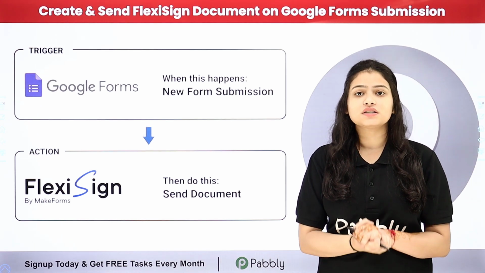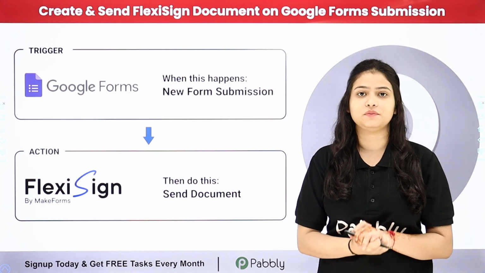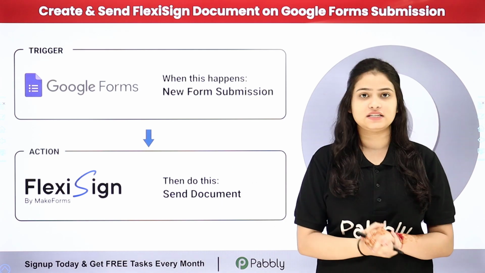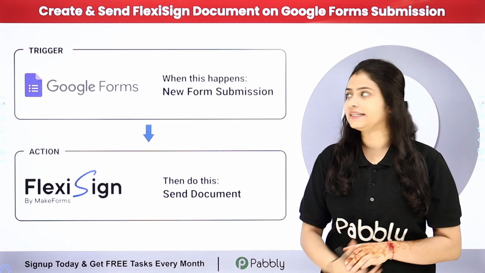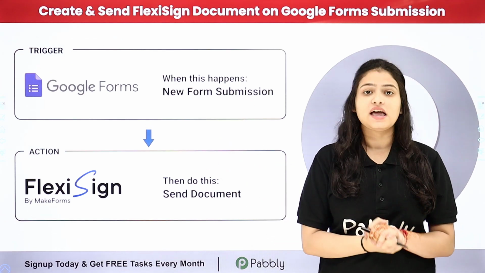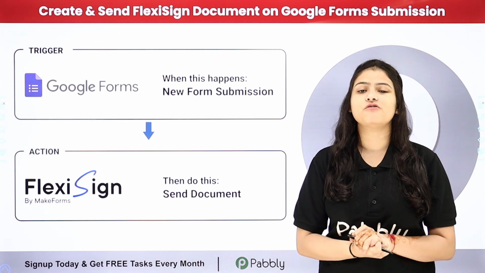So I want that as soon as a person submits the form, I want to send a proposal for e-signature to that same client, which I am using with the help of FlexiSign. So how are we going to automate this entire process? For this, we will have to set up a connection between Google Forms and FlexiSign, and that we are going to do without the requirement of any coding and programming skills, simply with the help of Pabbly Connect.